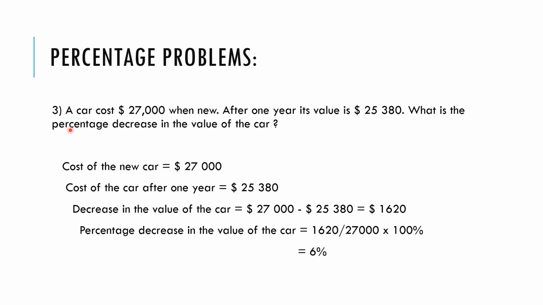Let's have a look at another question. A car costs $27,000 when new. After 1 year, its value is $25,380. What is the percentage decrease in the value of the car? Now the cost of the new car is $27,000. The cost of the car after 1 year is $25,380. So the decrease in the value of the car is 27,000 minus 25,380, that is $1,620. So the percentage decrease in the value of the car is 1620 over 27,000 into 100%, that is 6%.